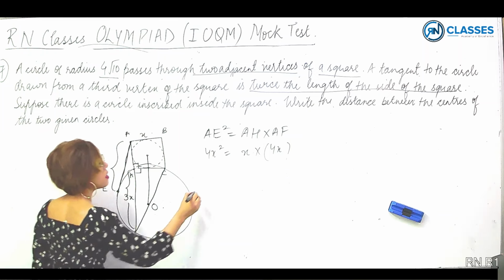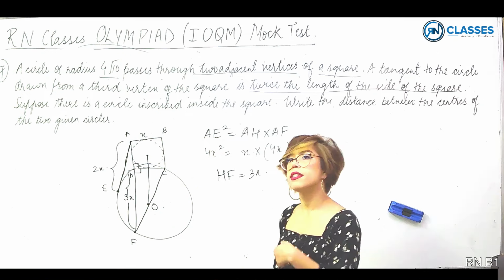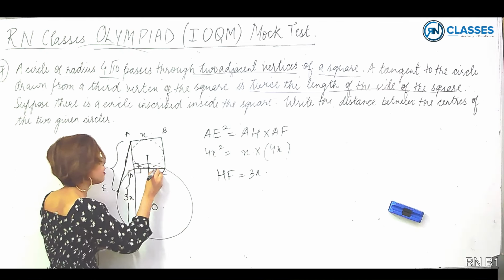HF is 3x. मुझे तूने रेडियस यूज किया ही नहीं. Angle in a semicircle भी है. That means diameter यूज करते हैं. एक बात बताओ. This is 3x. This is x, side of the square.